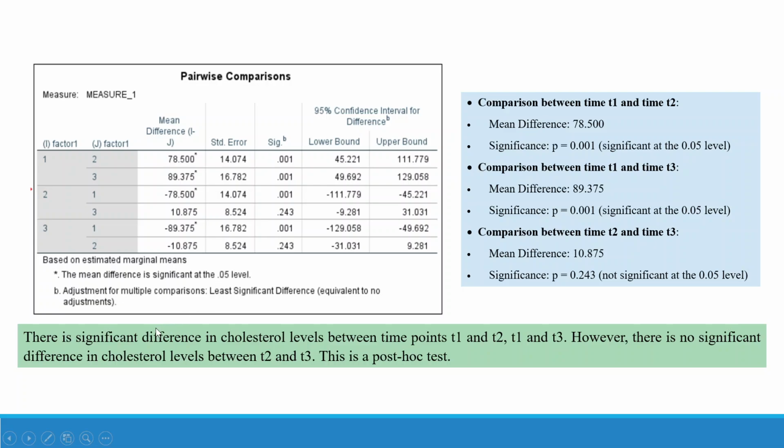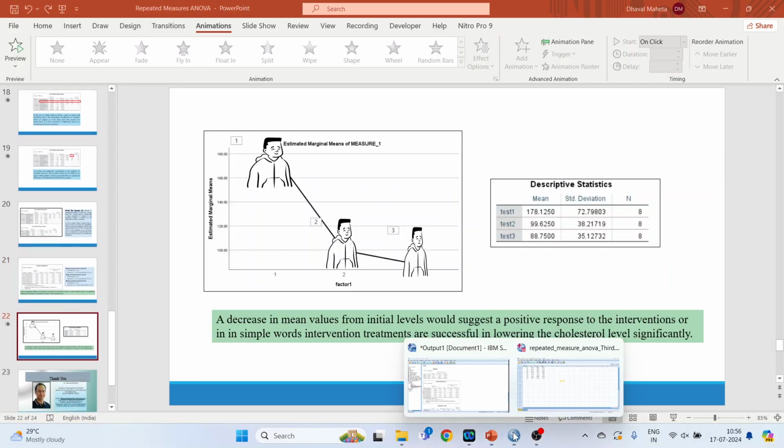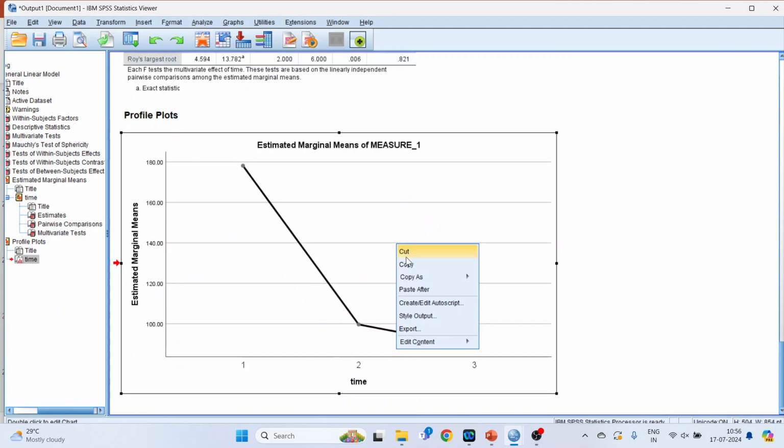So what is our interpretation? There is a significant difference in cholesterol levels between time points T1 and T2. This T1 and T3, right? However, there is no significant difference in cholesterol levels between T2 and T3. You can see here, the difference is not so large. This is a post hoc test. Now we will also get the plot. This is available here. Right click, copy.